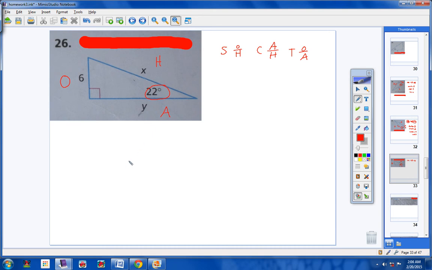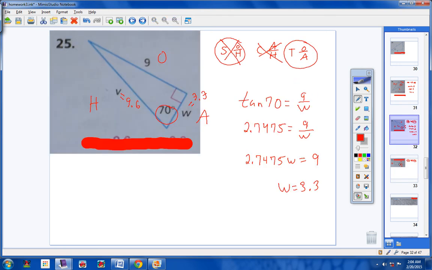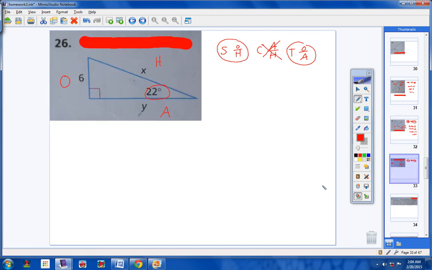Now, which side do we know? Do we know the hypotenuse? No. Do we know the adjacent? No. We know the opposite side, so we want to use the trig functions that have opposite in them. So it's going to be identical to this last problem, not one bit of difference. So here we go. Let's start off using sine. So we have sine of 22 degrees equals opposite over hypotenuse, 6 over x. Now, obviously, sine of 22 is going to be a number, and it's going to be 0.3746.